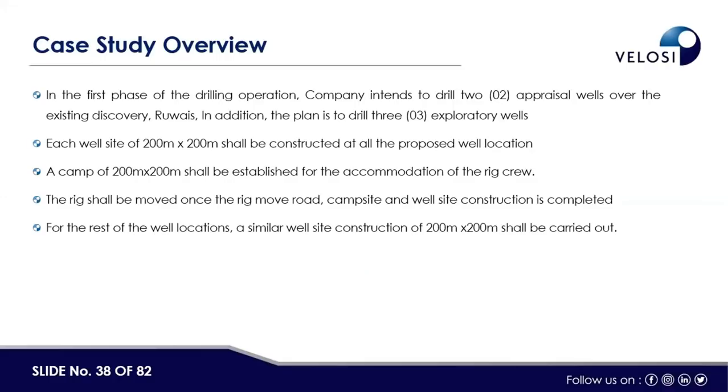Case study overview. Basically, as I mentioned, it's a drilling operation. The client intends to drill 2 appraisal wells in the region and 3 exploratory wells. Each well site of 200 meter by 200 meter shall be constructed. This is the reason why the regulatory authority asked us to submit the CMP as well, or the EMP covering the construction, because there is a construction of the site or the preparation of the site as well. Then the camp of 200 meter by 200 meter, and then the rig shall be moved. Once the rig moves, there is a route we have to develop as well, and for the rest of the well locations, a similar well construction needs to be developed.